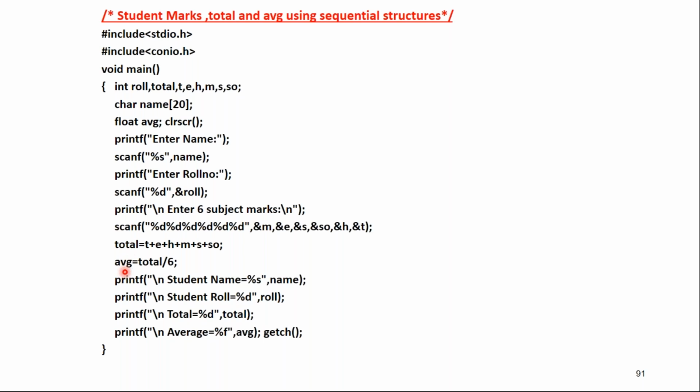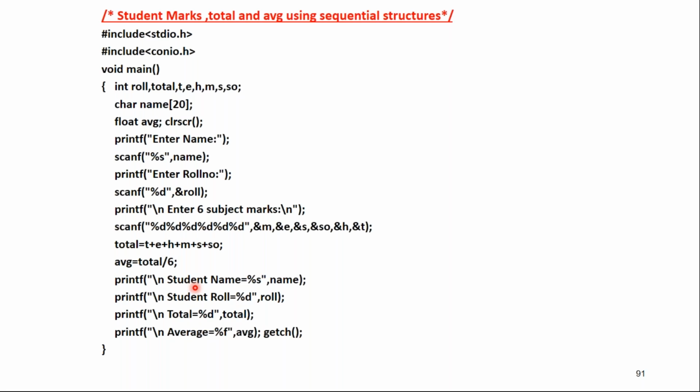Now we are going to find the average. Average is simply nothing but the total by the number of subjects. We are having 6 subjects, right? Telugu, English, Hindi, 3, 4, 5, 6: maths, science, and social, 6 subjects. So we will be getting the average here.